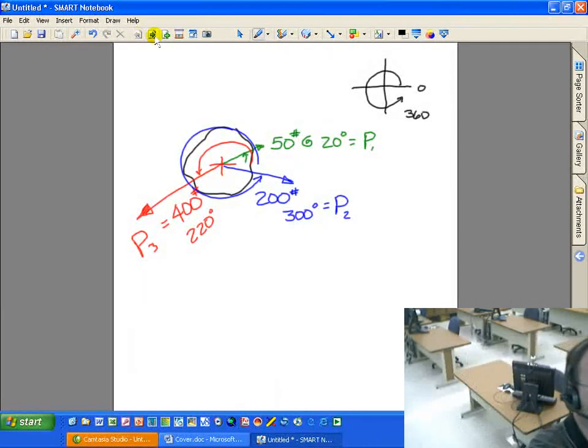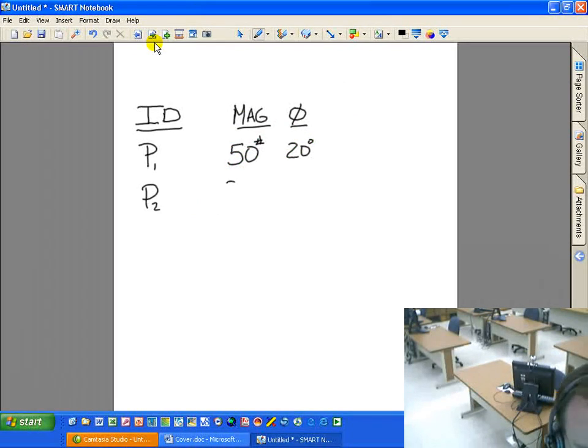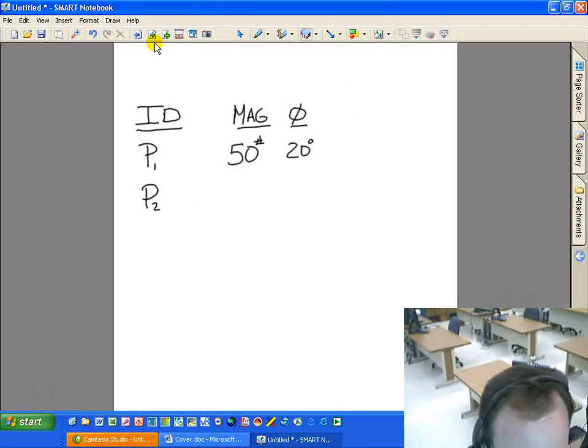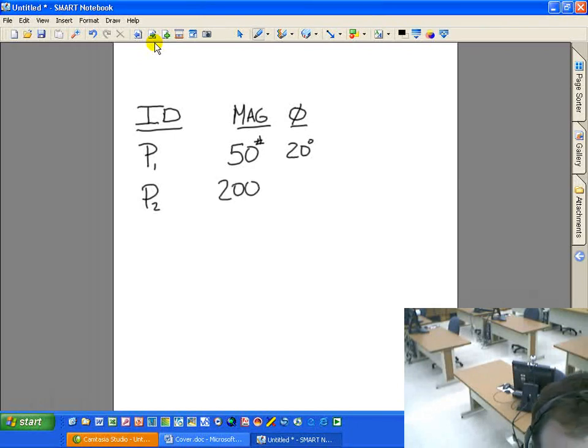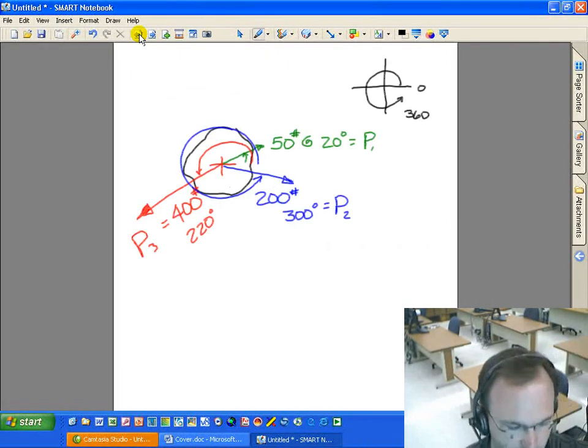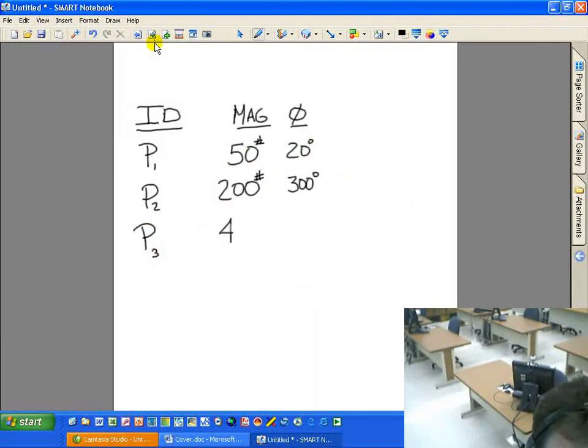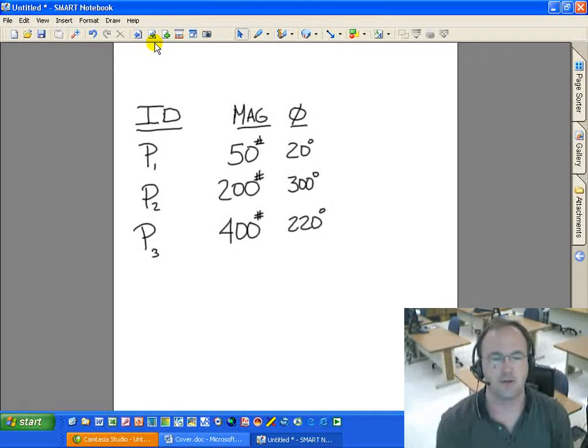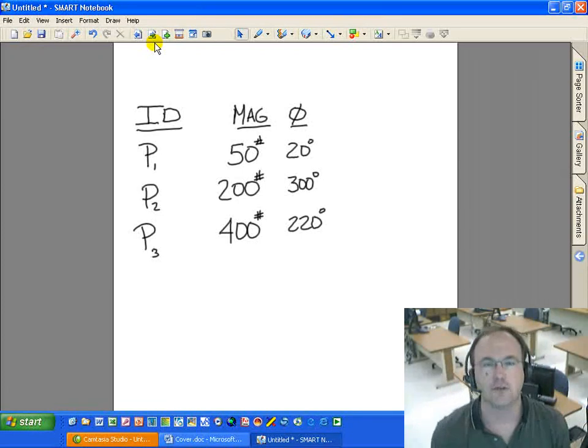P2 is 200 pounds at 300 degrees. And P3 is 400 pounds at 220 degrees. And the idea is that you set yourself up in a nice, orderly manner. Once you set the table up, you allow the table to calculate, but the idea is to set this up correctly, because if this gets set up correctly, everything else will wash out on its own, and it'll work.